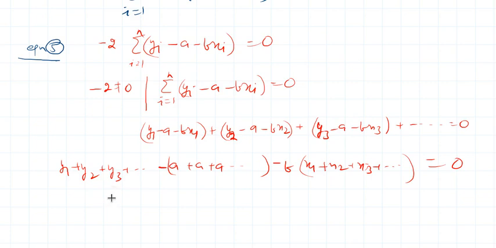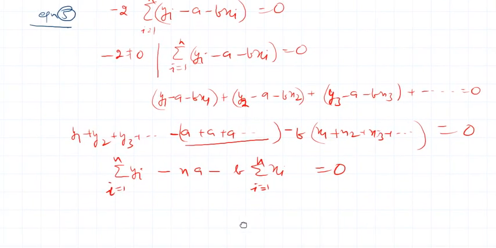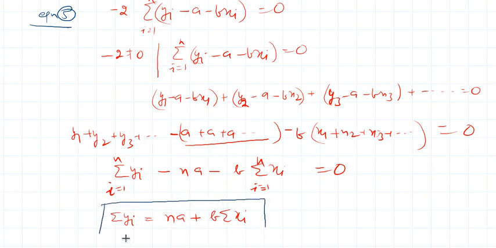So I can write it as summation yi minus na, because a is taken n times, once from every term, minus b summation xi, where i varies from 1 to n. It is equal to 0. So from here I can write that summation yi is equal to na plus b summation xi, and let me call this equation number 7.